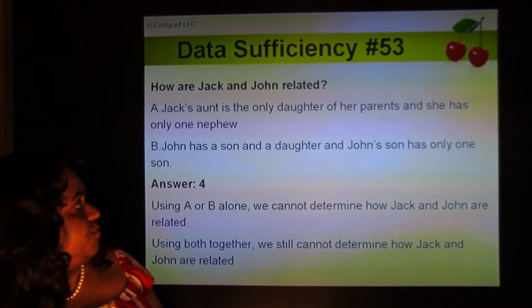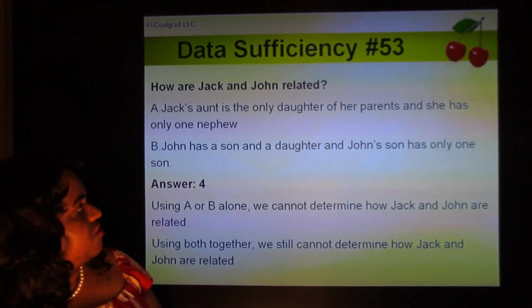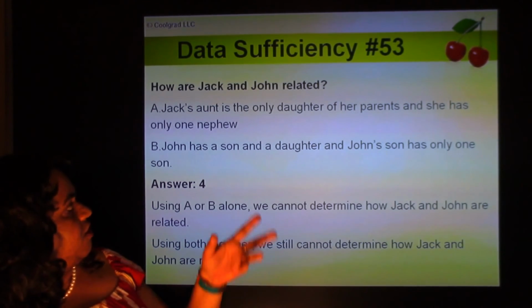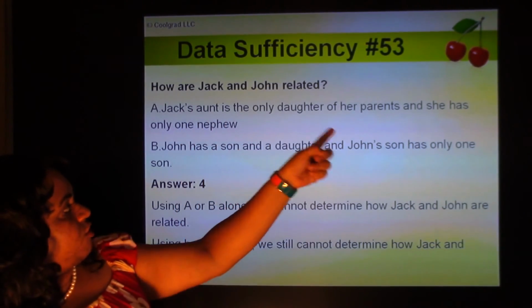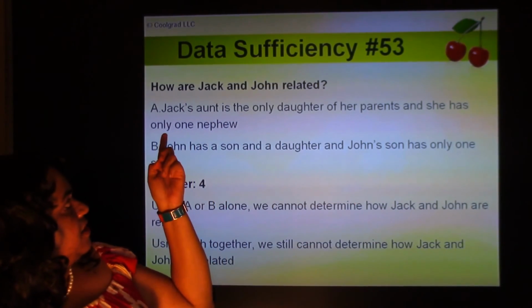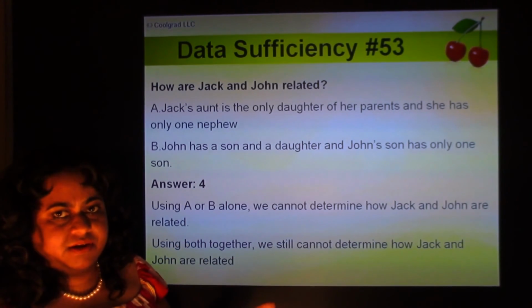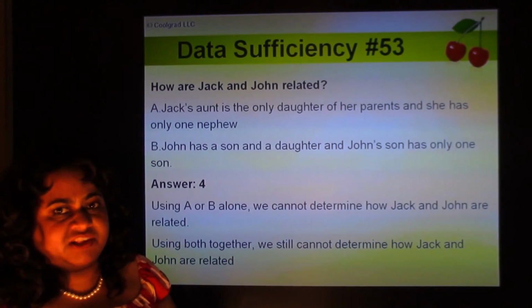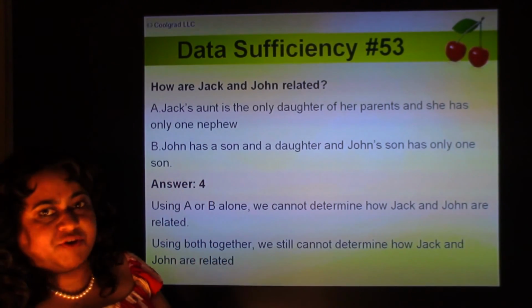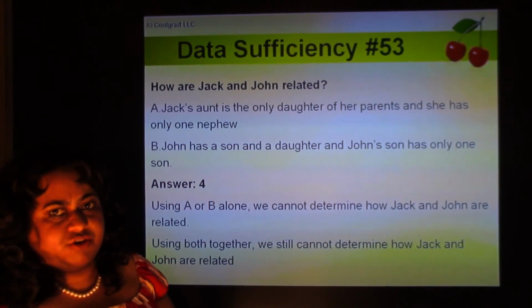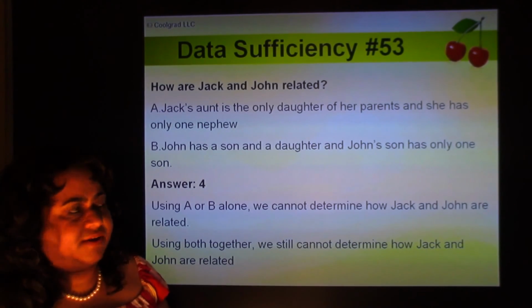So basically, she's probably like a step aunt or something. Oh no, she's an aunt. So she's the only daughter of her parents. So basically, Jack's aunt is the only daughter. So she cannot be the mother's sister, right? Because then she would have a sister and the parents would have two daughters at least. So Jack's aunt can only be a paternal aunt. She is the father's sister. That's the only possibility, right?